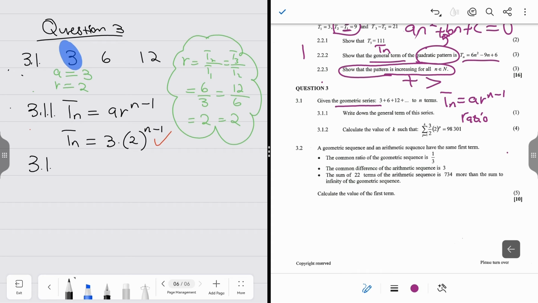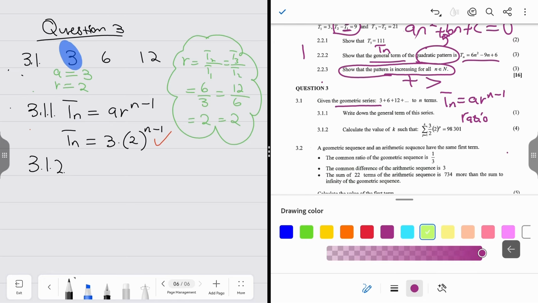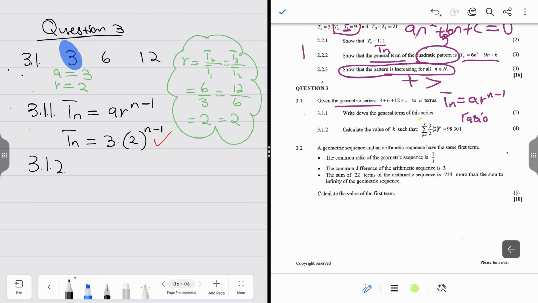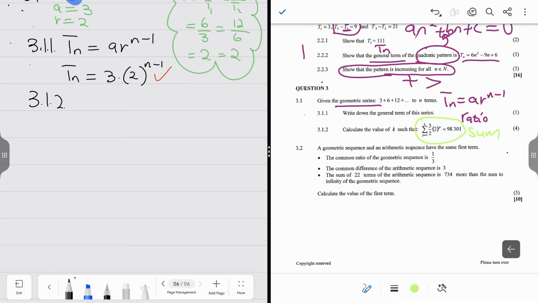Then in 3.1.2, they want us to calculate the value of k, provided that this is the information that is given. What does this mean? If you see this sign, just remember the word sum. Every time you see a sigma notation, you just remember sum. So we have literally been given the sum of something that equals that particular value. What you need to do is analyze the information that you have and put it down. So let's write it as they've given us.